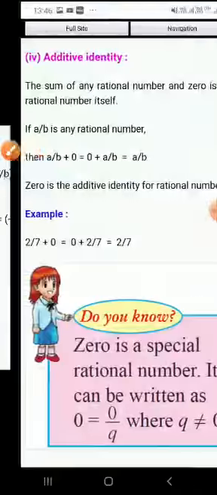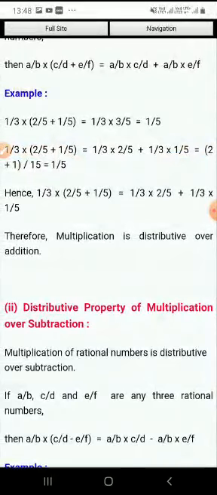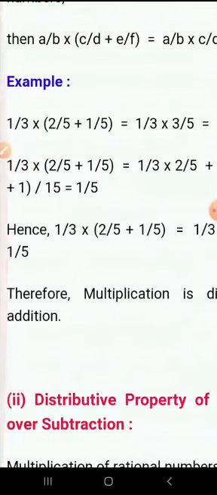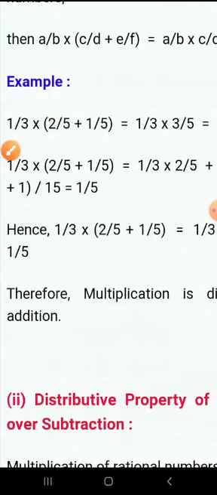I'll show it to you. Here it is. Three rational numbers taken, so x, y and z we can say. So x is 1 upon 3 into (2 upon 5 plus 1 upon 5). The first step will be 1 upon 3 multiplied with 2 upon 5. You can see 1 upon 3 into 2 upon 5.